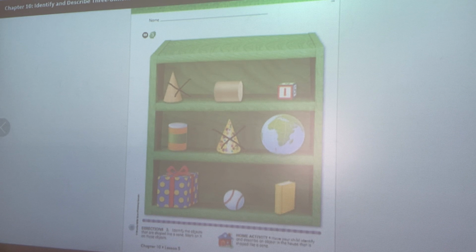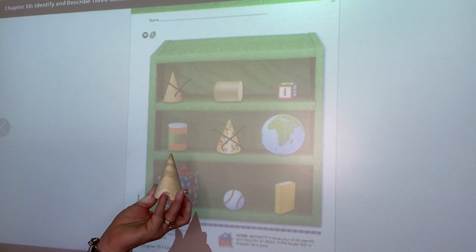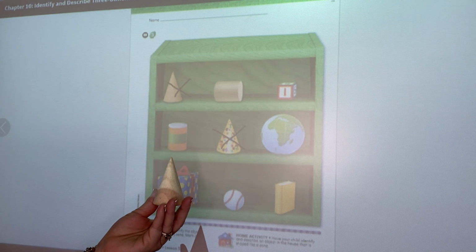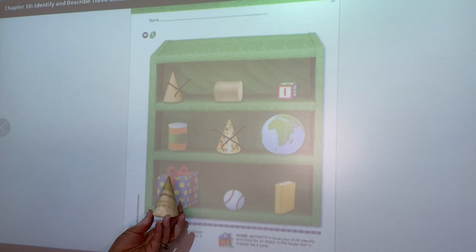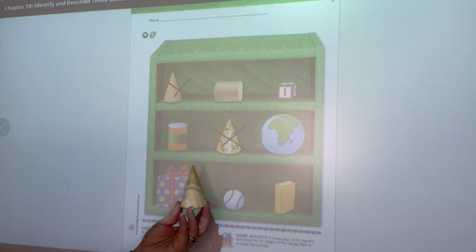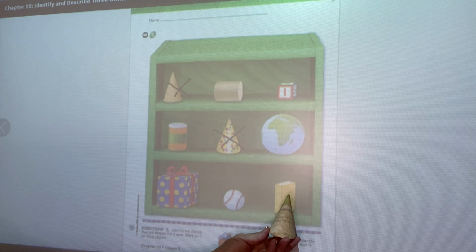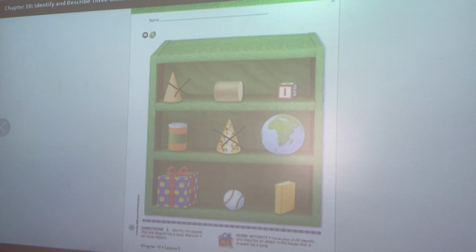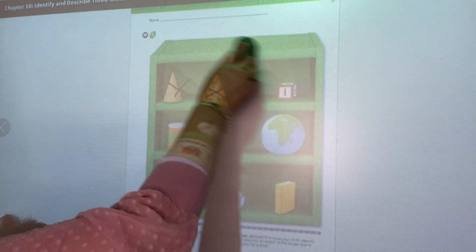Now our very bottom row, there is a present and a baseball and a book. Are any of those a cone? They are not. A box or a present would be a cube, a ball would be a sphere, and a book, well, that's not a cone either. Partially, we could call that a rectangular prism if it were just one side. So we are not going to X anything out on that bottom row.